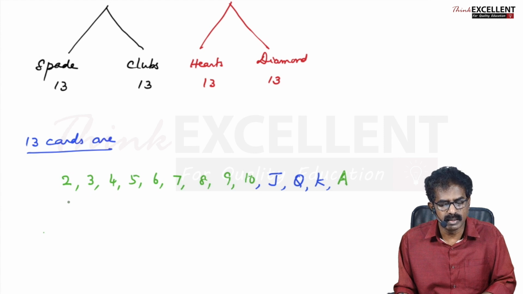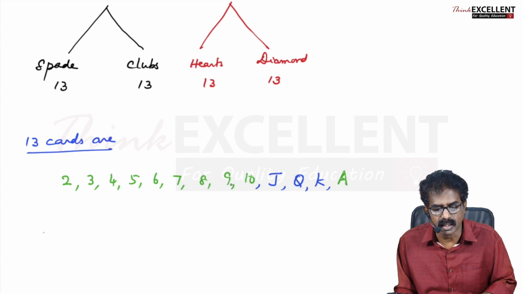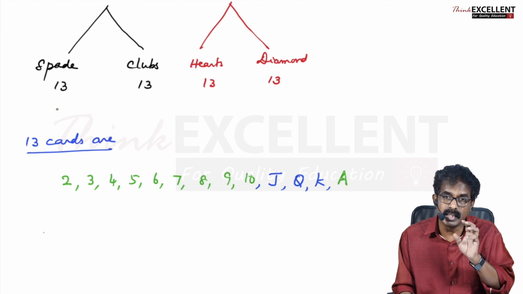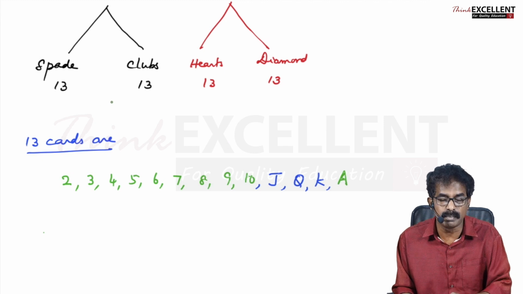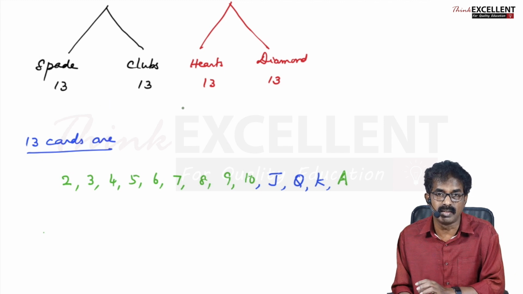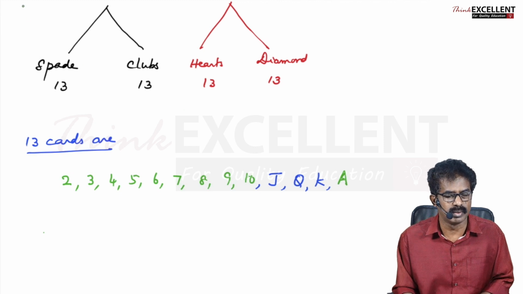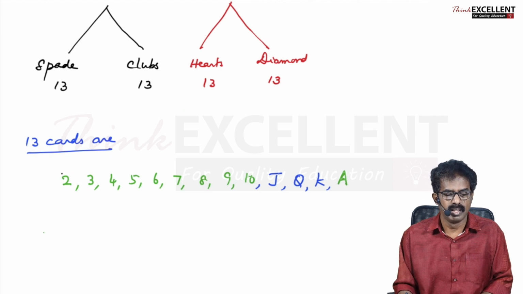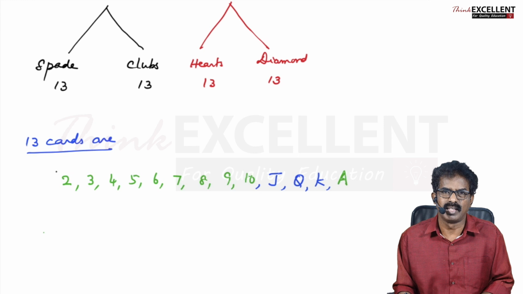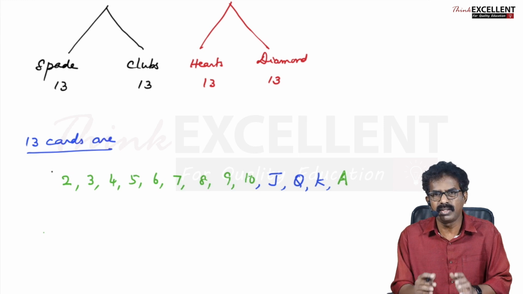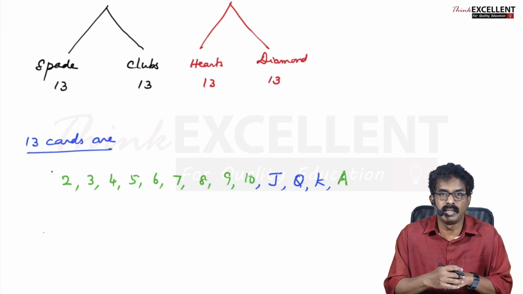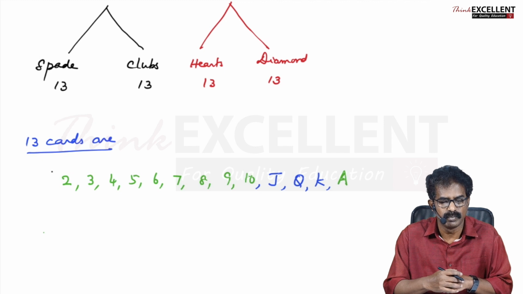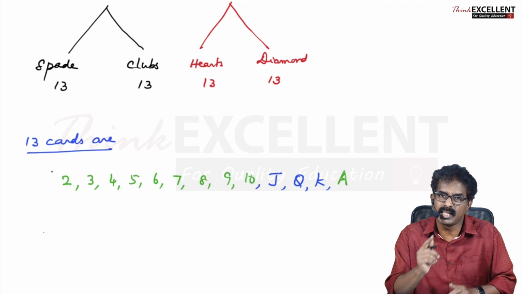Okay, so these are the 13 cards. If you count, you can see there are 13. These 13 cards will be in spade, these 13 will be in clubs, these 13 will be in hearts, these 13 will be in diamond. Okay, so these are the 13 cards. What type of questions they can ask here, can you tell me how many kings will be there? How many kings? In that 13, there is 1 king, right?